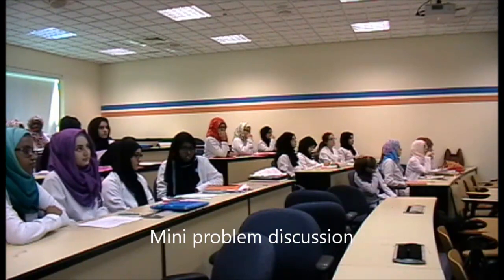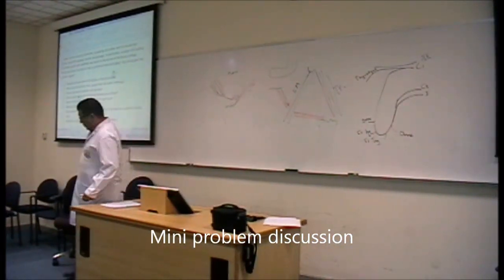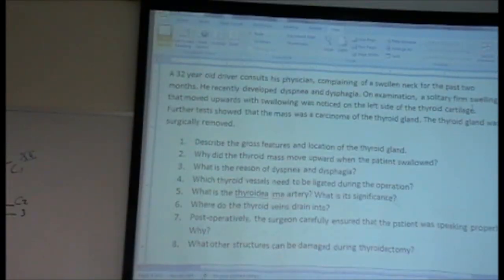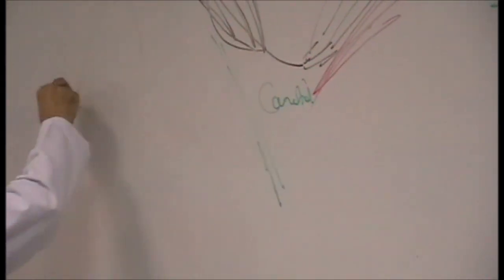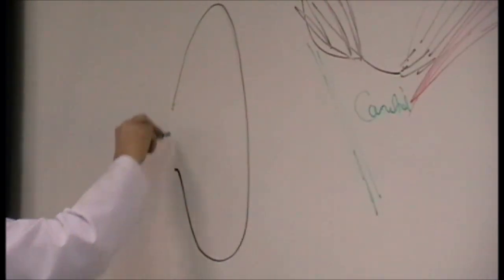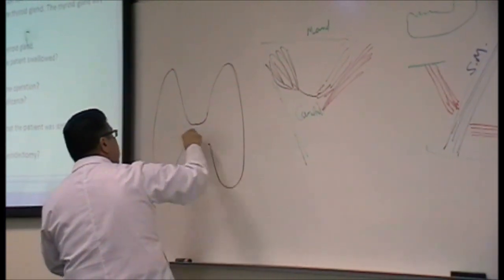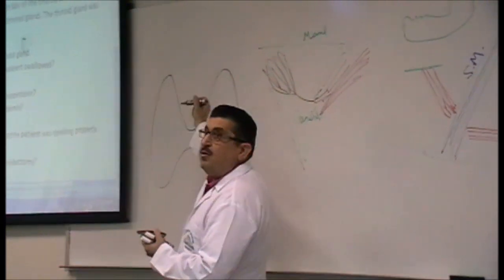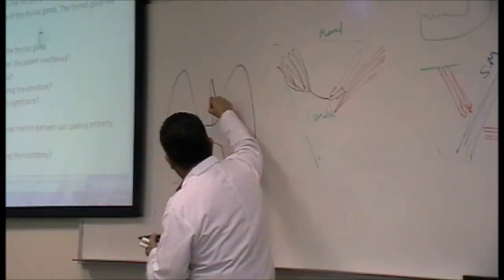This is a mini PDL about our session today. It's a 32-year-old and the thyroid was surgically removed. So, describe the gross features and location of the thyroid gland. It has two pear-shaped lobes, exactly, with an upper pole and a lower pole. These two are united by a midline isthmus, which is a narrow part. And in many of the glands, there is an extra pyramidal lobe as well.